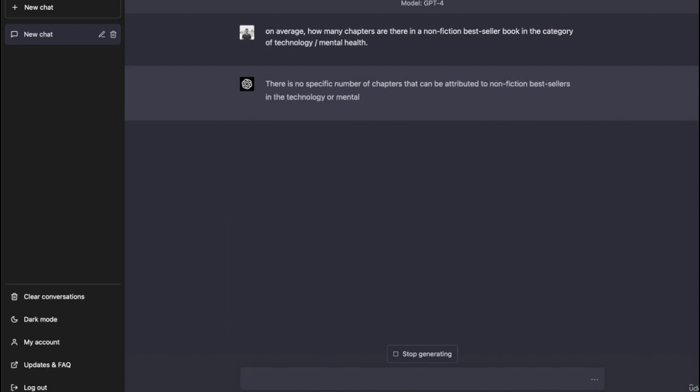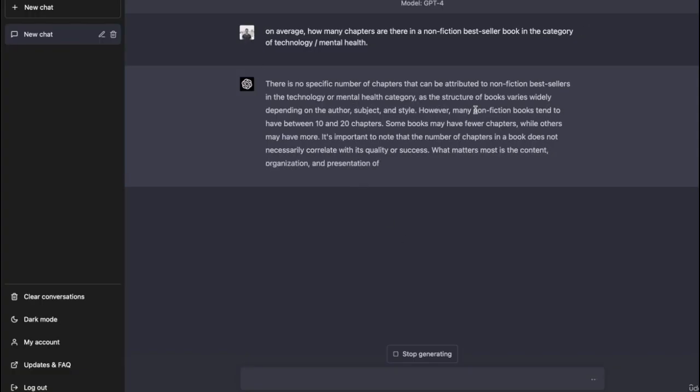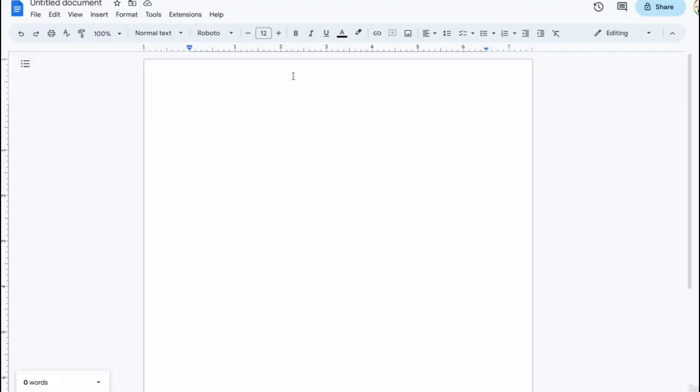As it writes over here, I have a document. I'm going to copy paste everything that GPT says in here, and then this will be actually our doc for writing the book. So no specific number, not fiction, blah, blah. Fiction, I have 10 to 20 chapters. Okay, so that's what we want the structure to be. Let's keep it simple, be humble. 10 chapters in the book.